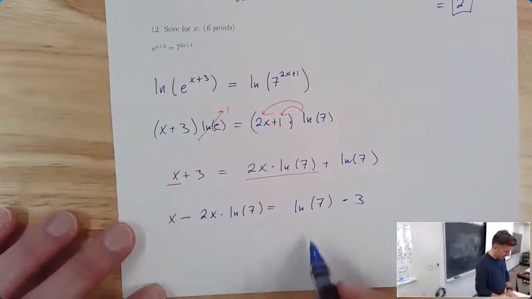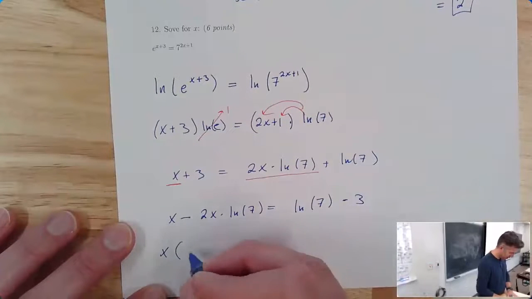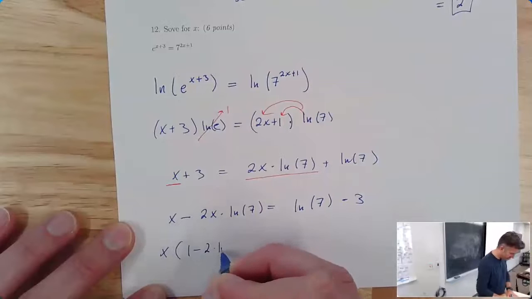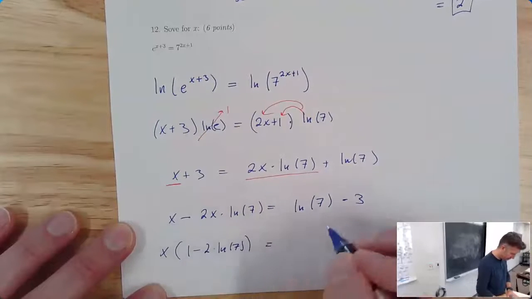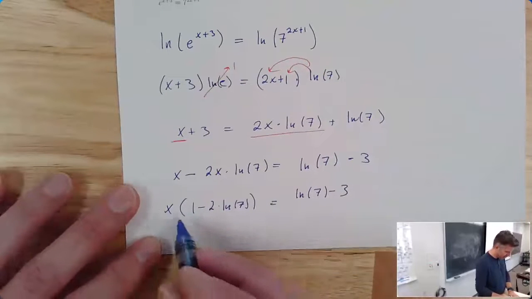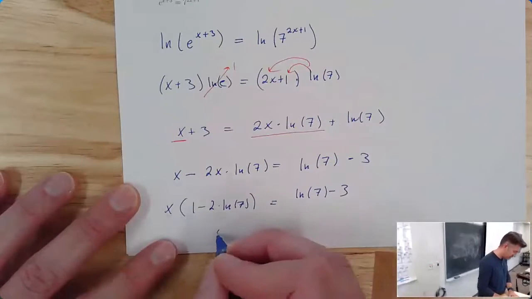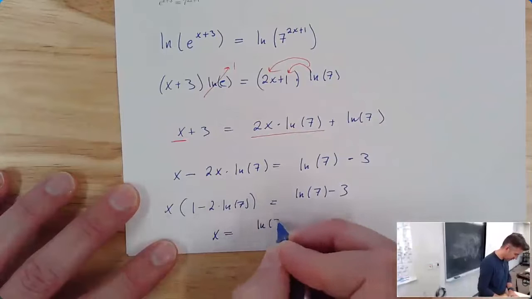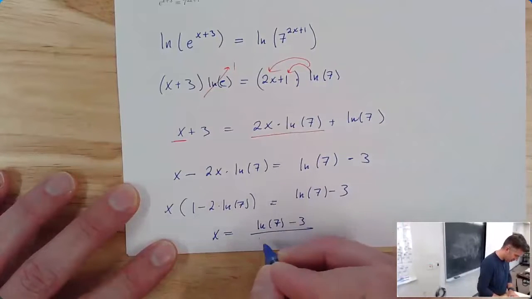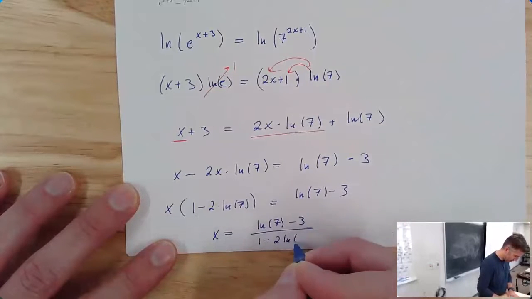And this is where we have to factor out an x. I'm left with x times 1 minus 2 times natural log of 7 equal to natural log of 7 minus 3. Finally, divide both sides by 1 minus 2 natural log of 7 to get x equal to the natural log of 7 minus 3 over 1 minus 2 natural log of 7.